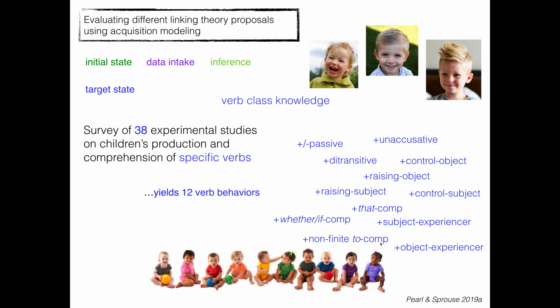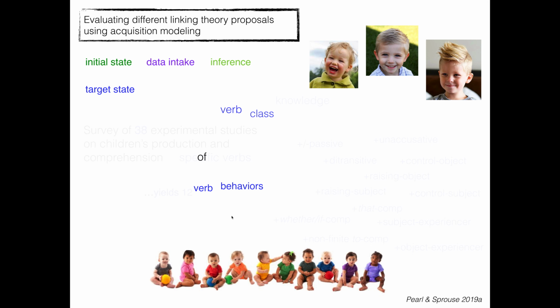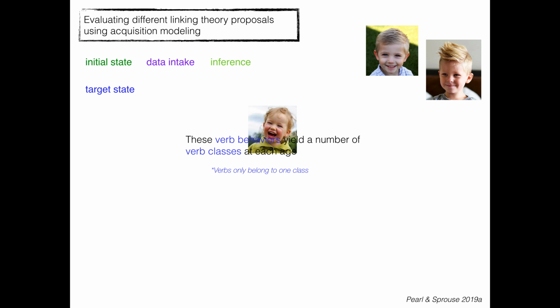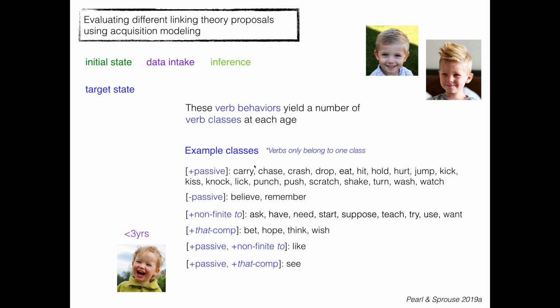This is what I mean by behavior. There were 12 of them. And so the verb behaviors then yield a number of verb classes at each age where verbs only belong to one class. So for example, at 3, here are some sample classes, the verbs that are known to only be passivizable versus known to only not be passivizable. Like, for example, is known to be passivizable and take a non-finite to complement, right? Like, so that's how these classes are constructed.